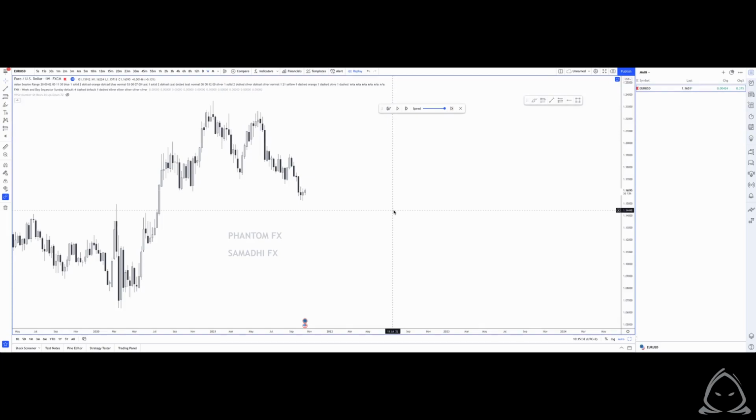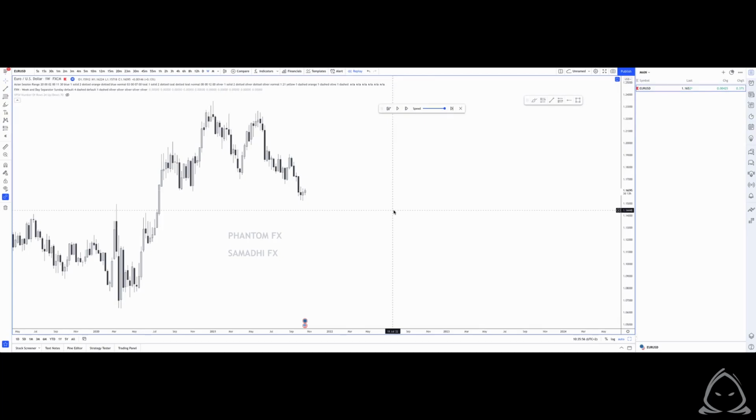Okay, let's start from the weekly chart, because it's very important to understand the higher time frame perspective. If you understand where you are on the higher time frame, you can decide where you want to go, or at least you can understand where the price wants to go, and you can follow the order flow.